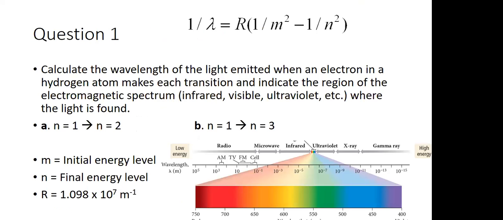So what we're just going to do in our first question is use Rydberg's equation and try and calculate the light emitted when an electron makes these energy transitions. So these different energy levels are just levels electrons can be at. And so I'll do A for us to actually show you what's going on.